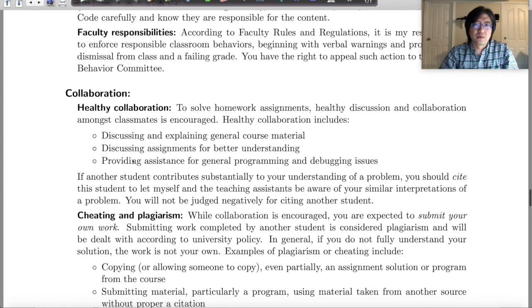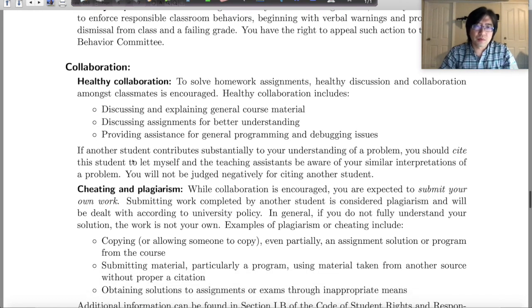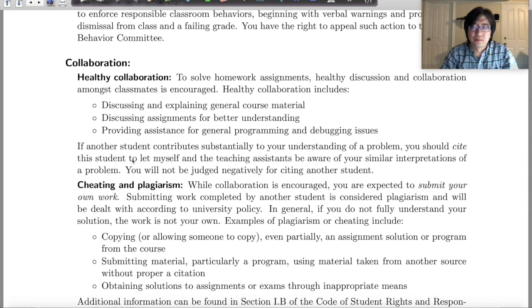For collaboration, it is allowed for homeworks and also for labs. Healthy collaboration is allowed. You can discuss the material and help each other understand the material better. You can also let others help you to program and debug. That is all allowed, but you cannot copy others' homework. You cannot copy others' code. And of course, you cannot copy others' exams. It is forbidden.